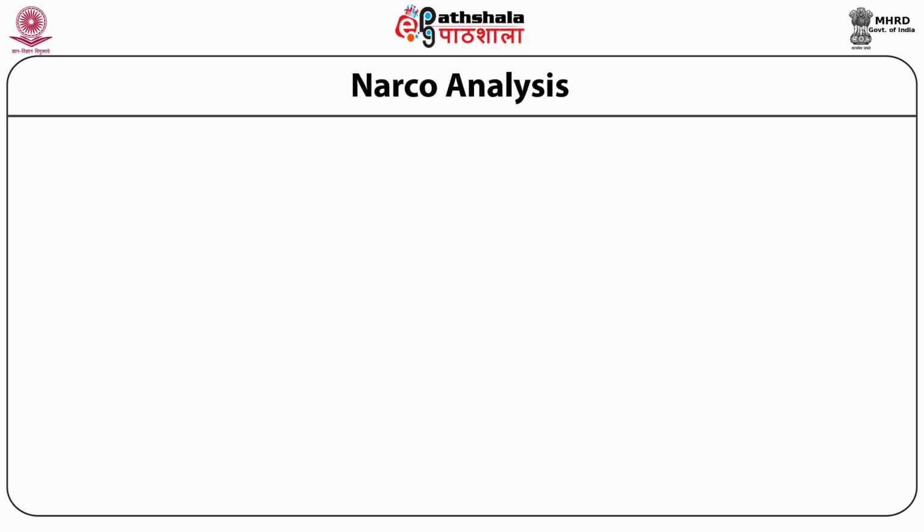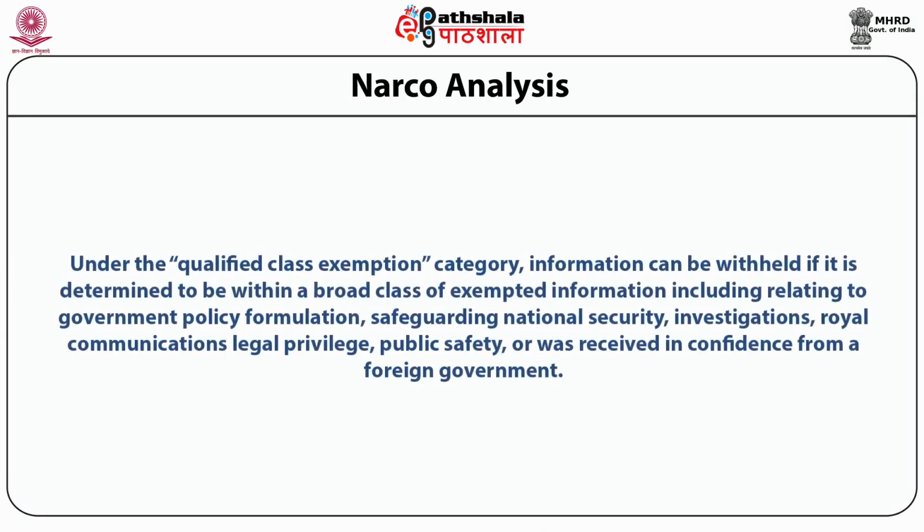The second category of exemptions is the qualified class exemption. Under this category, information can be withheld if it is determined to be within a broad class of exempted information, including relating to government policy formulation, safeguarding national security, investigations, royal communications. For example, again, we spoke of Prince Harry, right? Royal communications. What's going on? What is Queen Elizabeth saying to Prime Minister Cameron? Legal privilege, public safety, or information that was received in confidence from a foreign government.